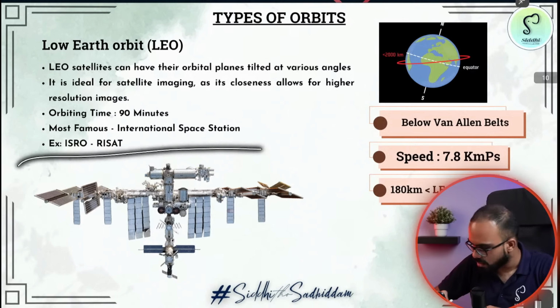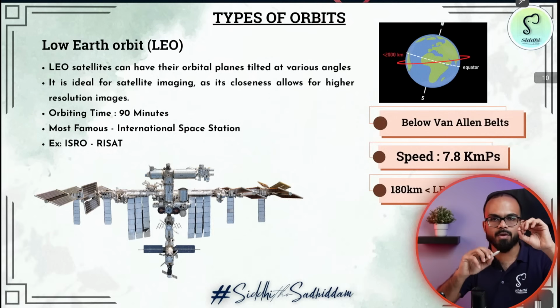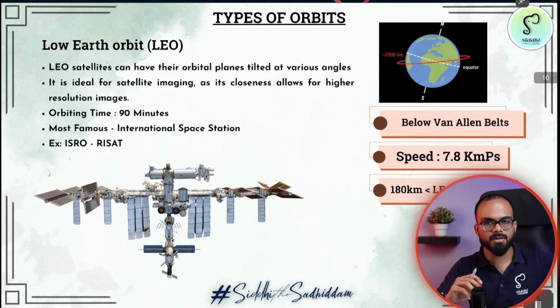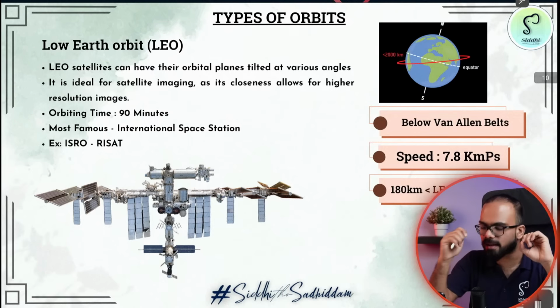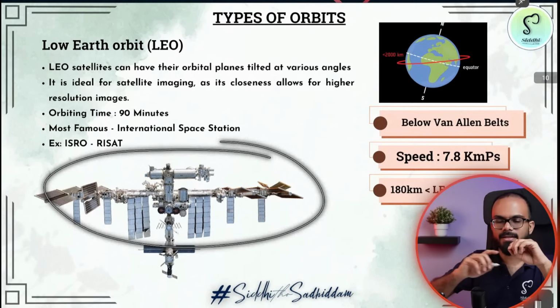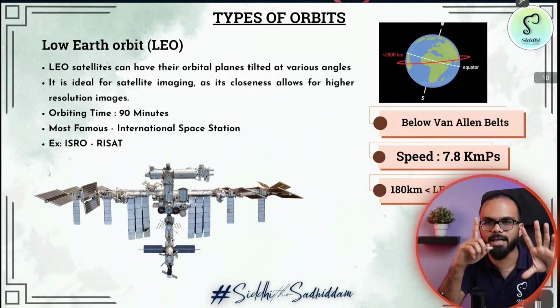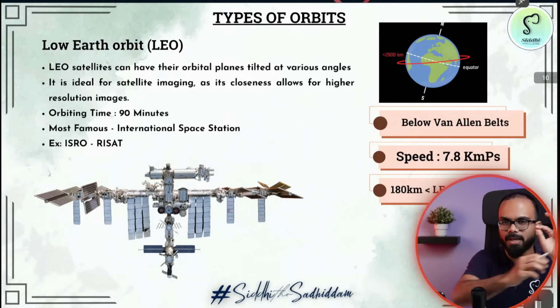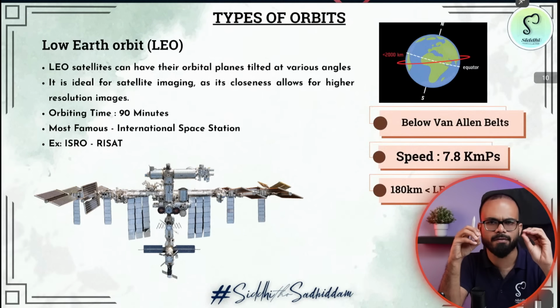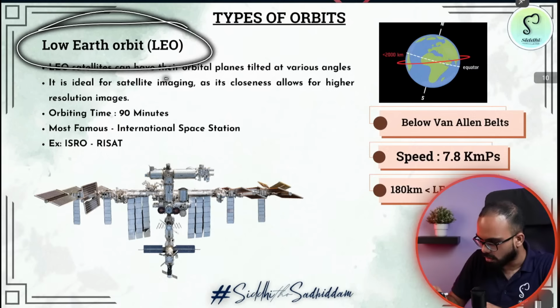So the International Space Station is placed in a low Earth orbit, and if your object is in a low Earth orbit, then it is extremely fast. For example, the International Space Station completes a rotation around the Earth in approximately 90 minutes. So in a day, it can complete rotation around the Earth around 15 to 16 times. Such orbits are called low Earth orbits.